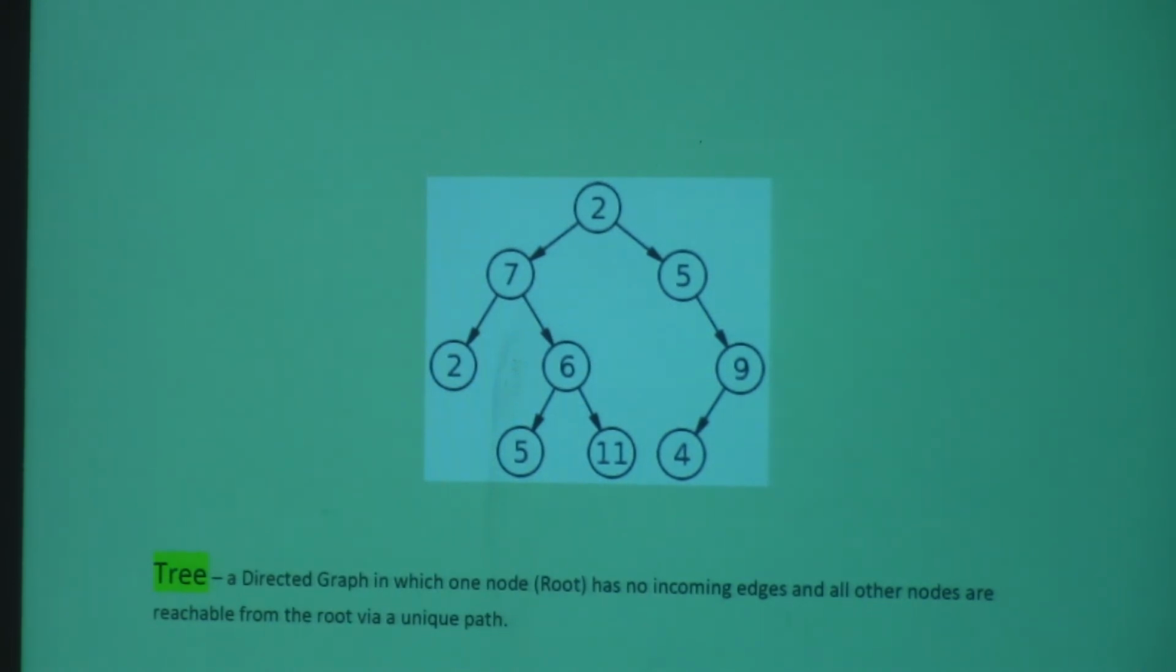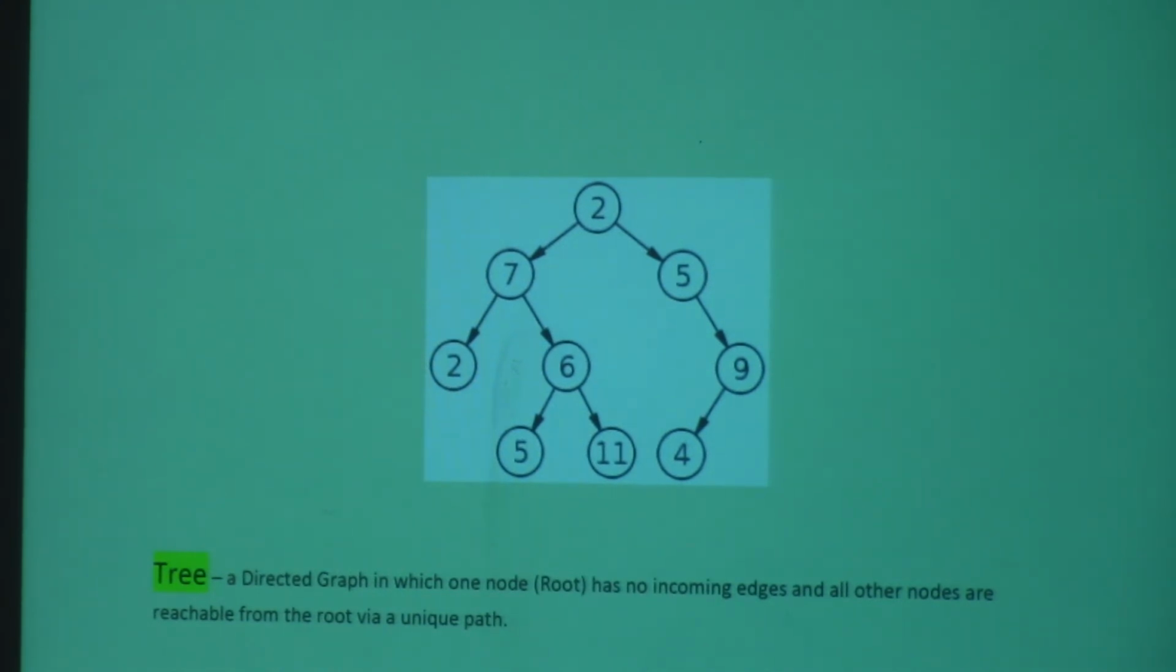Who's still in the queue? 4. You're going to take 4 out of the queue. You're going to visit it, add nothing. You're going to take 5 out of the queue, visit it, add nothing. You're going to take 11 out of the queue, which makes the queue empty. You're going to visit it. Okay? And so, the queue will become empty. When you empty the queue, you're done.